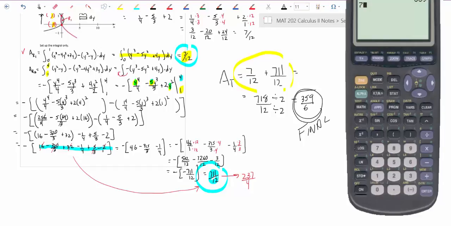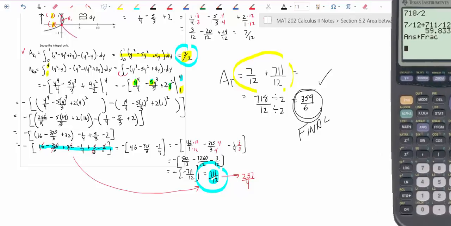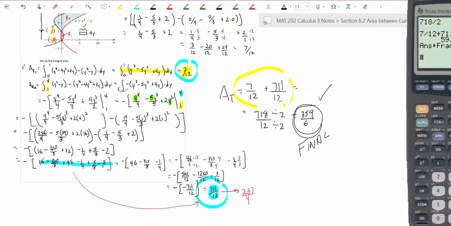Now again, what you can do is you can go 7/12 plus 711 over 12, get that answer, then go math fraction, then it'll give this answer. So use your calculator to help you with stuff like this. I mean, you want to be able to do stuff by hand and with your calculator to help, but it is so easy to make a mistake when you have this many steps on a problem.